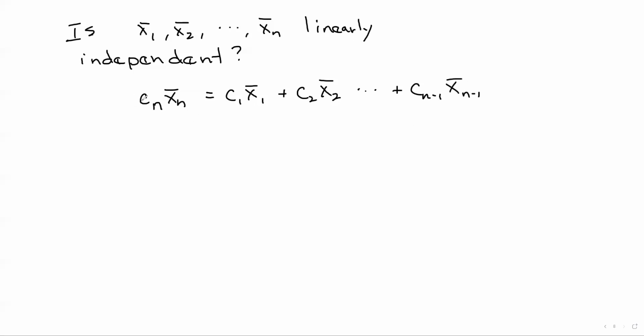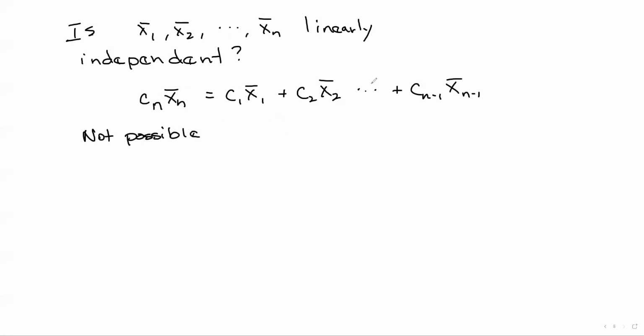Okay, so if this were possible, then the vectors would be linearly dependent. That would mean that they're not different enough: one of them can be represented with a combination of the rest. So what we want is for this to not be possible.